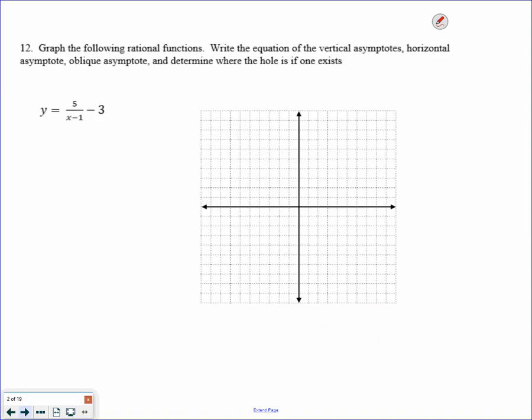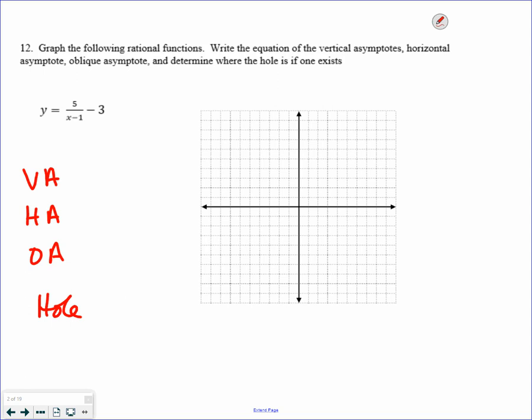Now we're going to get into graphing rational expressions. The things that you have to worry about are vertical asymptotes, horizontal asymptotes, oblique asymptotes, and holes. Let's talk about when each one of those occurs. A vertical asymptote occurs when the denominator is equal to 0. A horizontal asymptote occurs in which there's a shift.